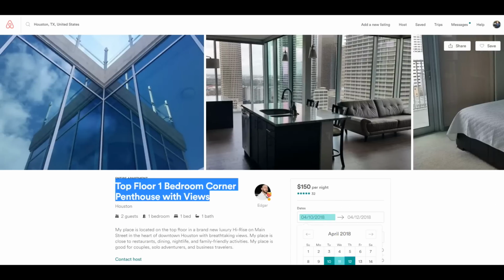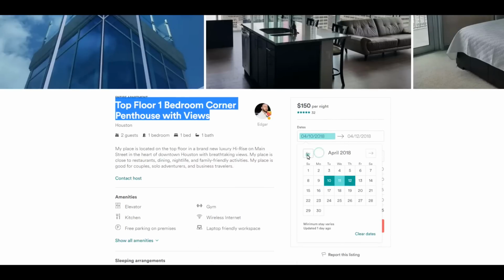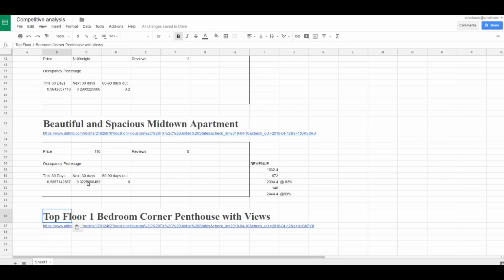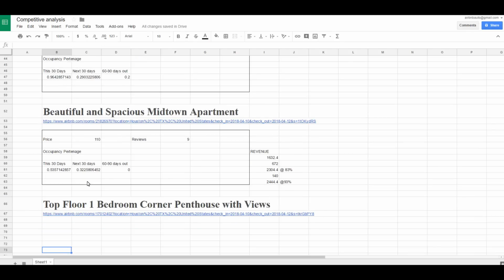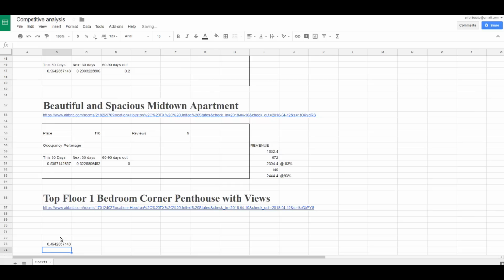So he has 1, 2, 3, 4, 5, 6, 7, 8, 9, 10, 11, 12, 13, 14, 15. He's got 15 open days, which means he's got 13 out of 28 booked. So he's at 46% occupancy. So let's do this here. And his price is 150. All right, and this is a high rise that actually looks pretty good. So, you know, what can you do? You should charge a premium.